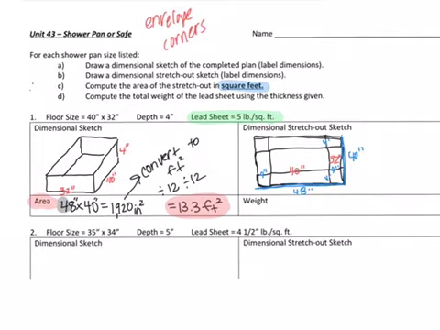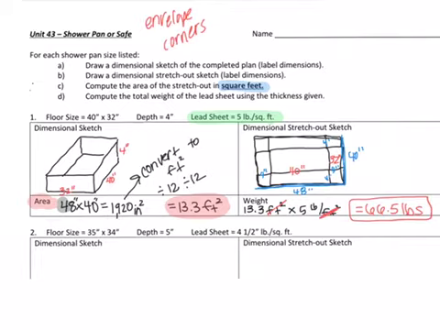So what we need to do is take 13.3 square feet and multiply by 5 pounds per square foot. And what happens when you multiply is the feet squared and the feet squared cancel. So really you're doing 13.3 times 5. I'm getting 66.5. And the only units we have left are pounds. So this shower pan will weigh 66.5 pounds.